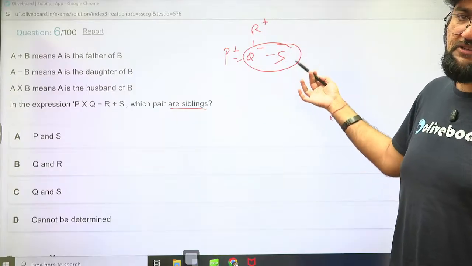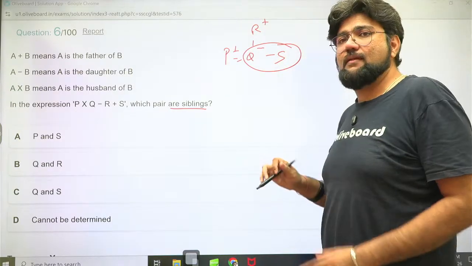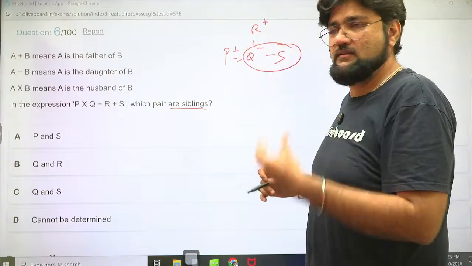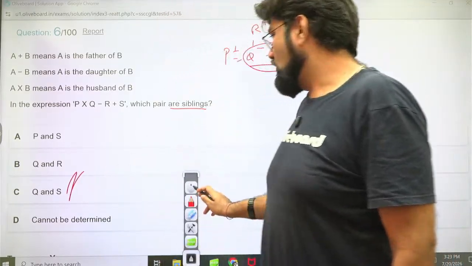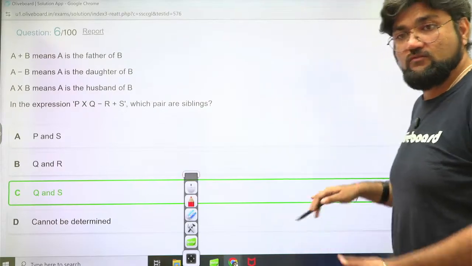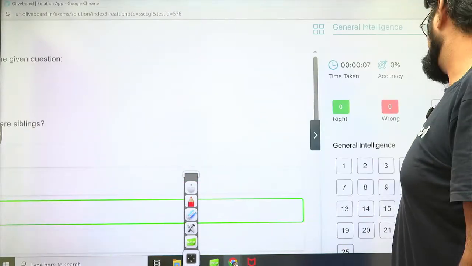That's the only sibling pair in the question. Sibling means it need not be gender specific. The word sibling in itself implies children of the same set of parents. So, Q and S is the correct answer. No issue here whatsoever. Students will often get confused with cannot be determined because of the gender. But we are not looking for a gender here. 28 seconds. Next.